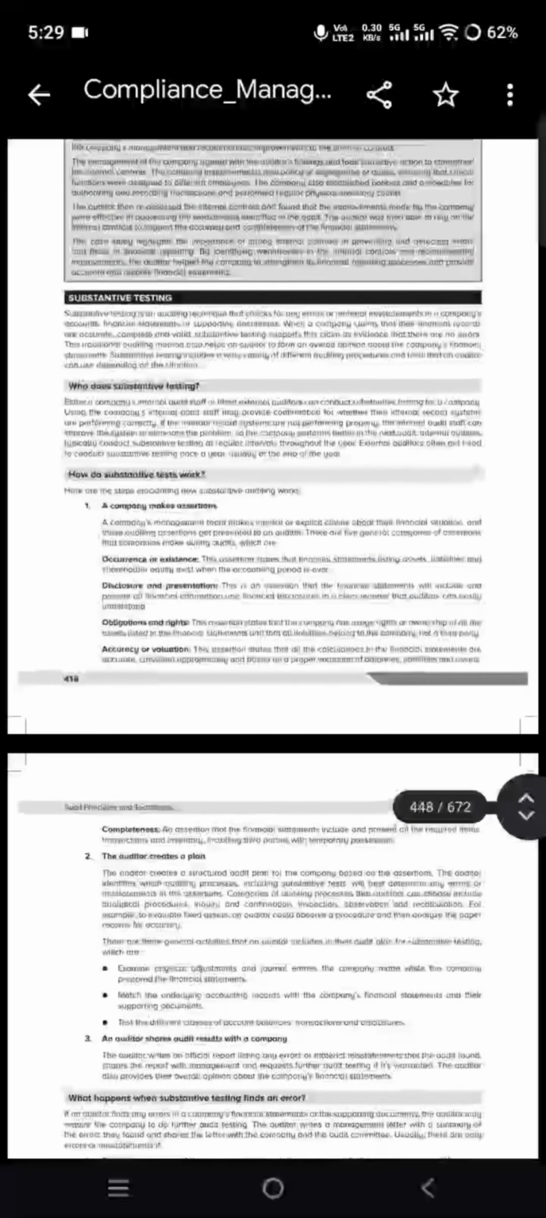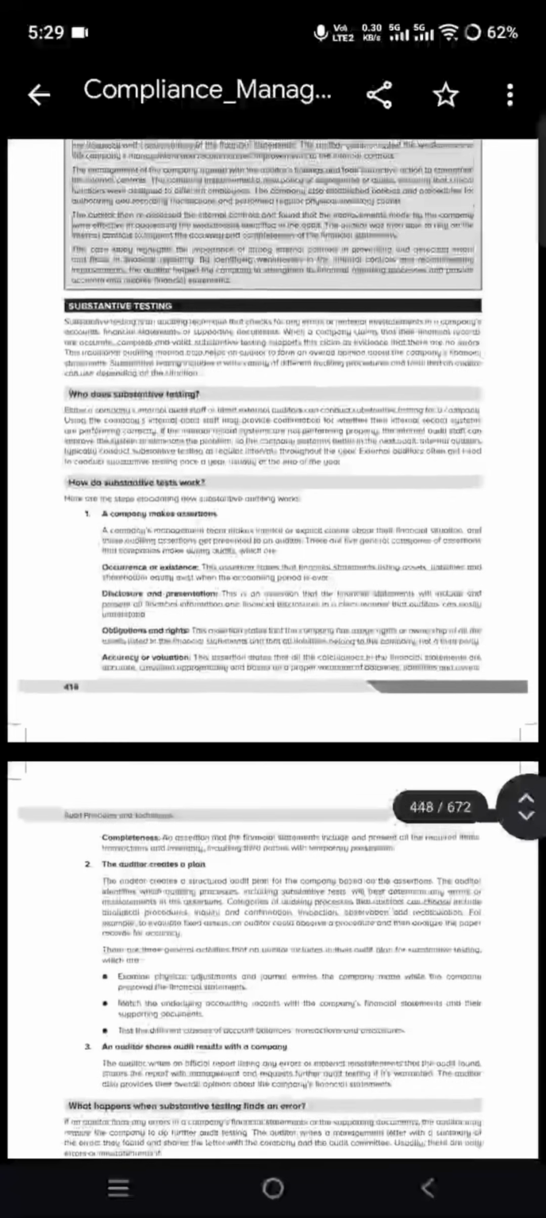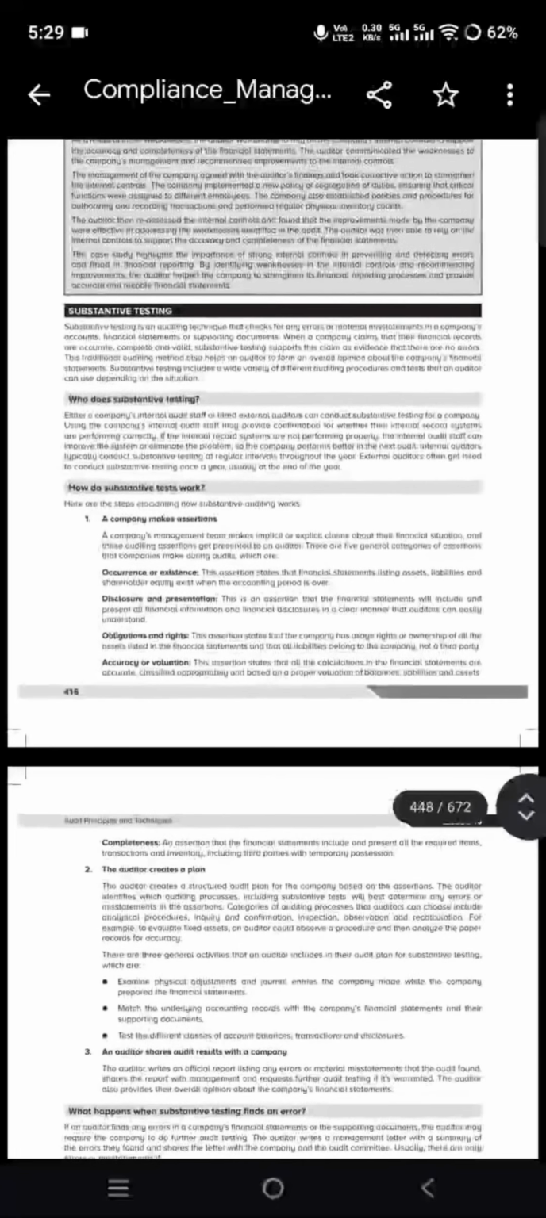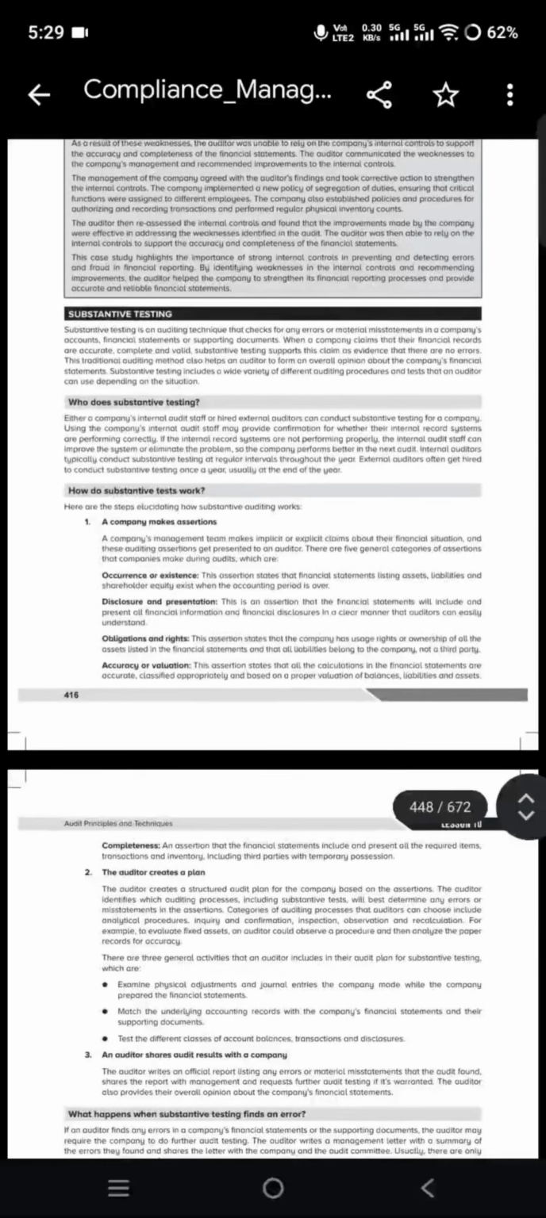the auditor will include in this plan. What? Examine the physical adjustments and journal entries. Match the underlying accounting records with the company financial statements and the supporting documents. Test the different classes of account balances, transactions and disclosures. Third is the auditor shares audit results with the company.